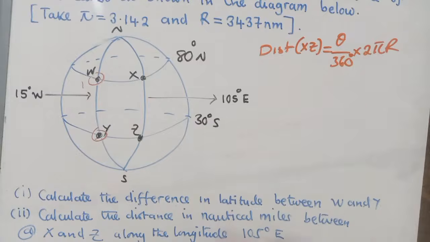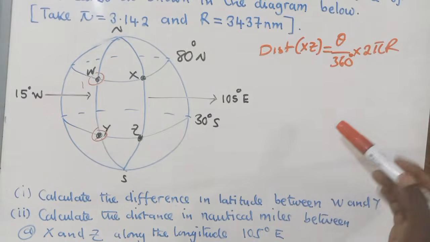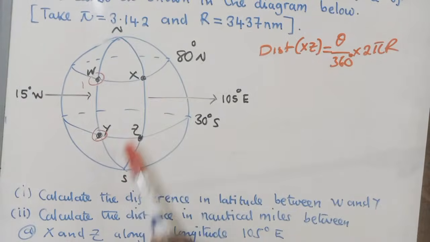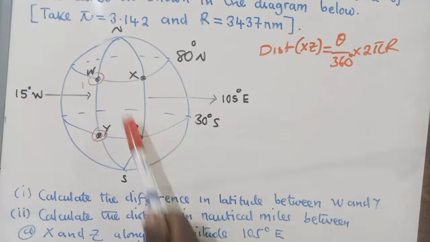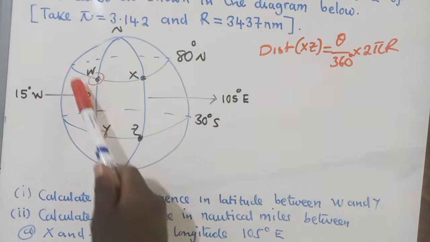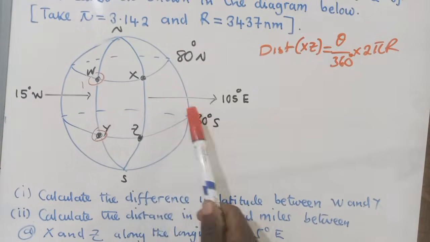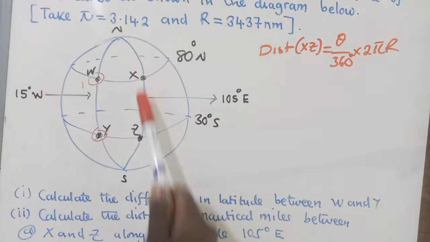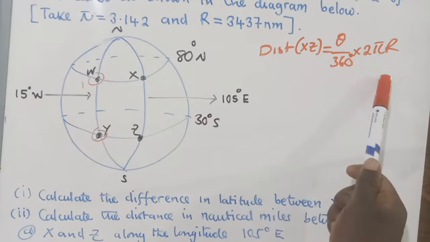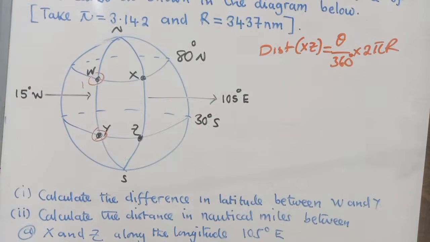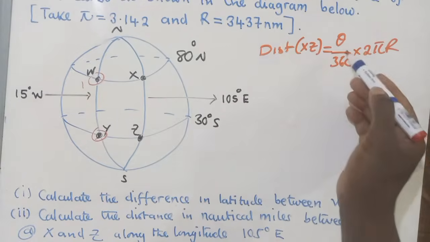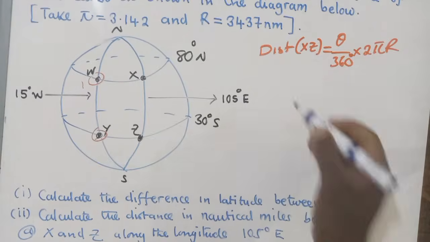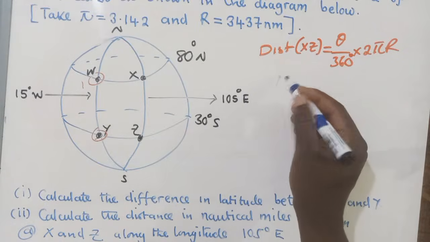Now this formula is for a distance along the longitude. We know that lines from north to south, these lines which are coming from here down, they are called longitudes. And the lines which are like this are called latitudes. So when finding the distance along longitude, we use this formula. Remember, the formula to use is this one. So now, the first thing here will be to find the theta. Let me try to gather data.